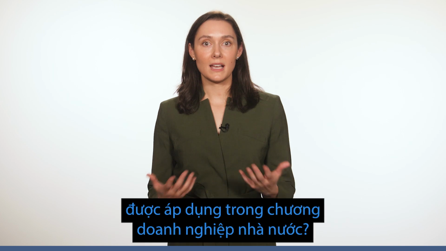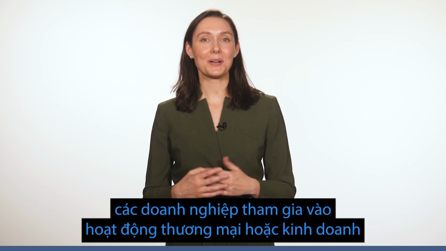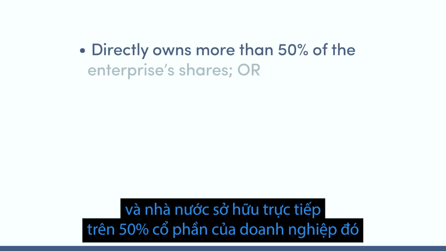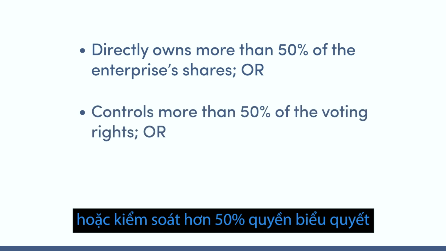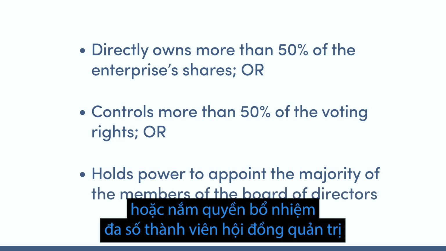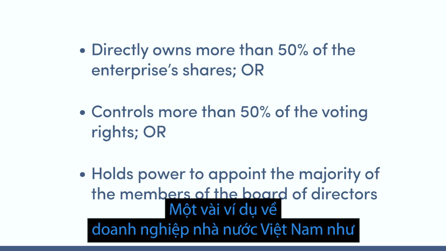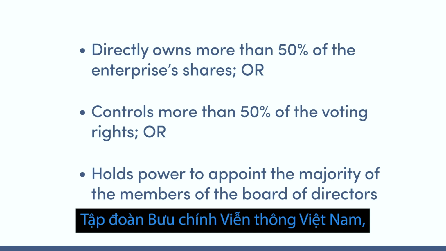So what type of enterprises does the SOE chapter apply to? According to the CPTPP, an SOE is defined as an enterprise that engages in commercial or business activities and where the state directly owns more than 50% of the enterprise's shares, or controls more than 50% of the voting rights, or holds power to appoint the majority of the members of the board of directors or other equivalent persons. Some examples of Vietnamese SOEs include Vietnam Oil and Gas, Vietnam Posts and Telecommunications Group, and Vietnam Railways.